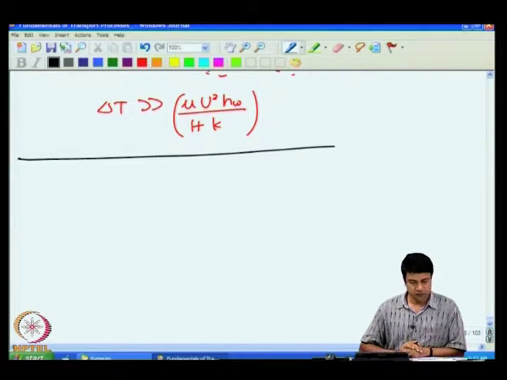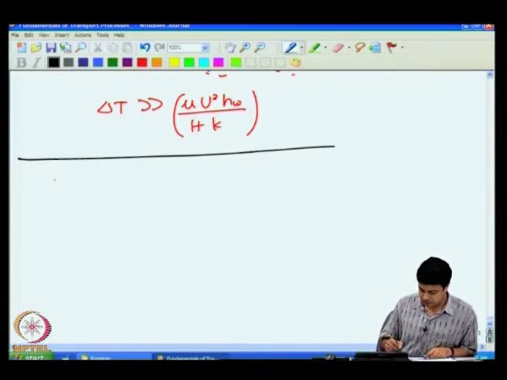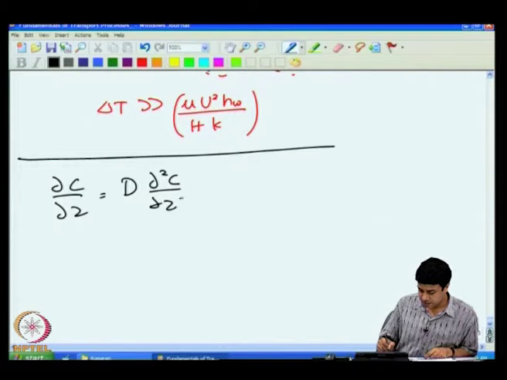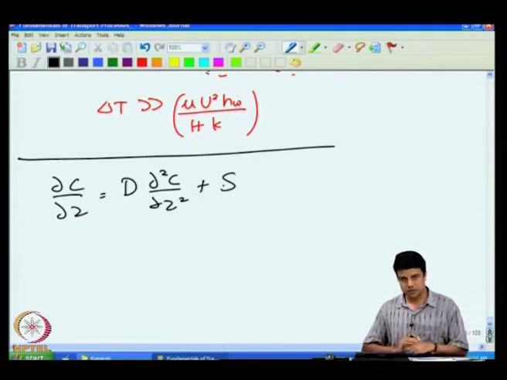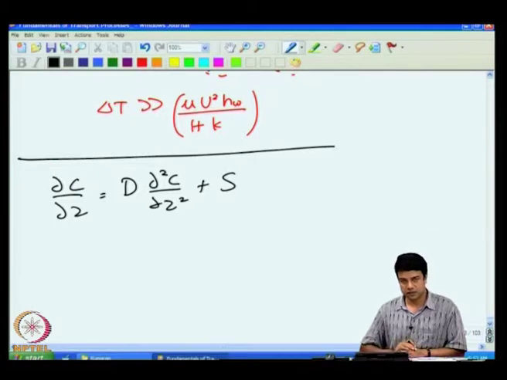In a similar manner, one can write down equations for the concentration field as well. We had seen the concentration equation a little earlier. dC by dt is equal to D d square C by dz square plus any source or sink. In the concentration equation, the source of mass or the sink of mass is due to chemical reaction. And therefore, the source or sink will depend upon the reaction rate and the concentration.